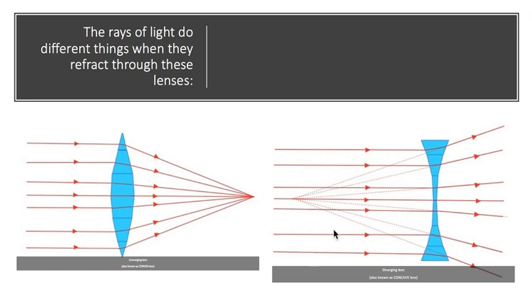With a diverging lens, the light here is parallel, and then when it gets to the lens, the light spreads out. Because of the shape, the normal here is coming off 90 degrees from the glass, and that means that the light changes direction, still bending towards the normal, but because of the shape of the glass, it spreads the light out in this shape like this.